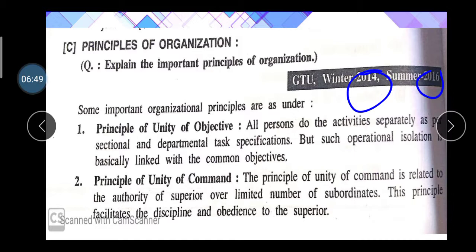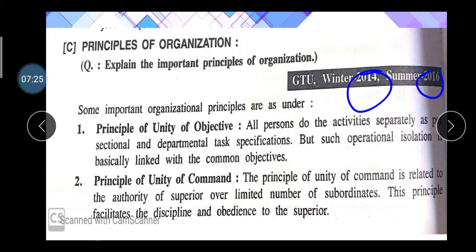Okay. Then principle of unity of command. In Fayol's 14 principles, you have to learn these two principles, unity of command and unity of direction, right? So the principle of unity of command is related to the authority of the superior over the limited number of subordinates, always giving the command in the same manner. If two or more persons give the command to the subordinates, it creates misunderstanding and misleading in the organization. So always create the unity of command.